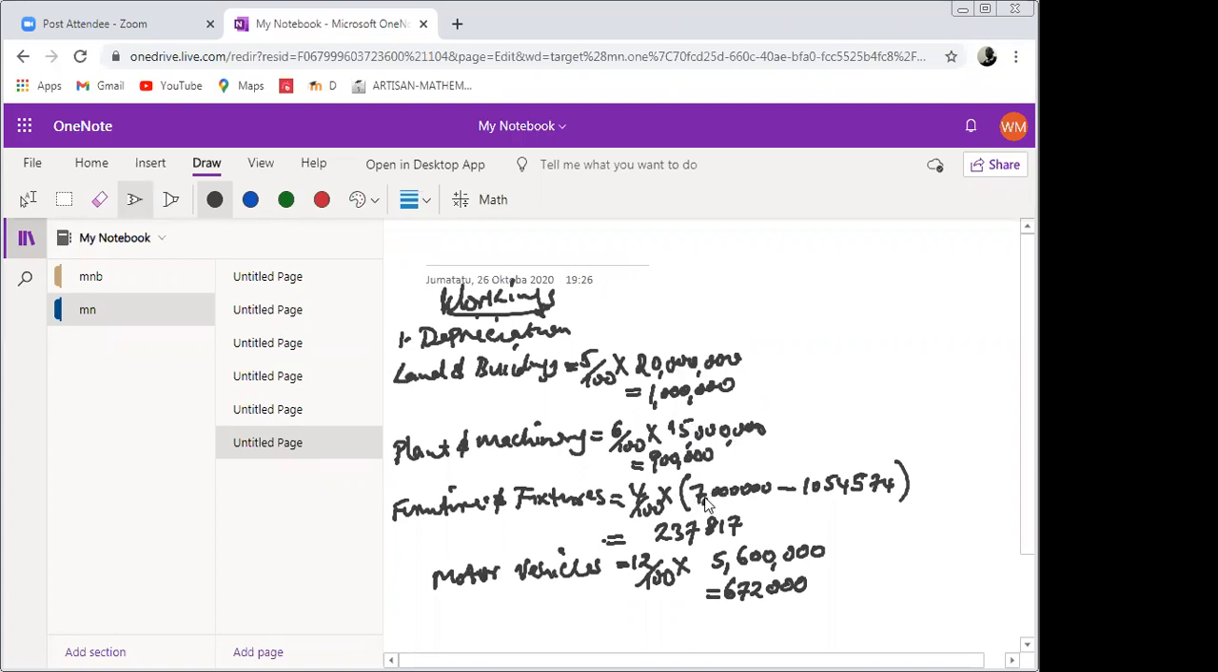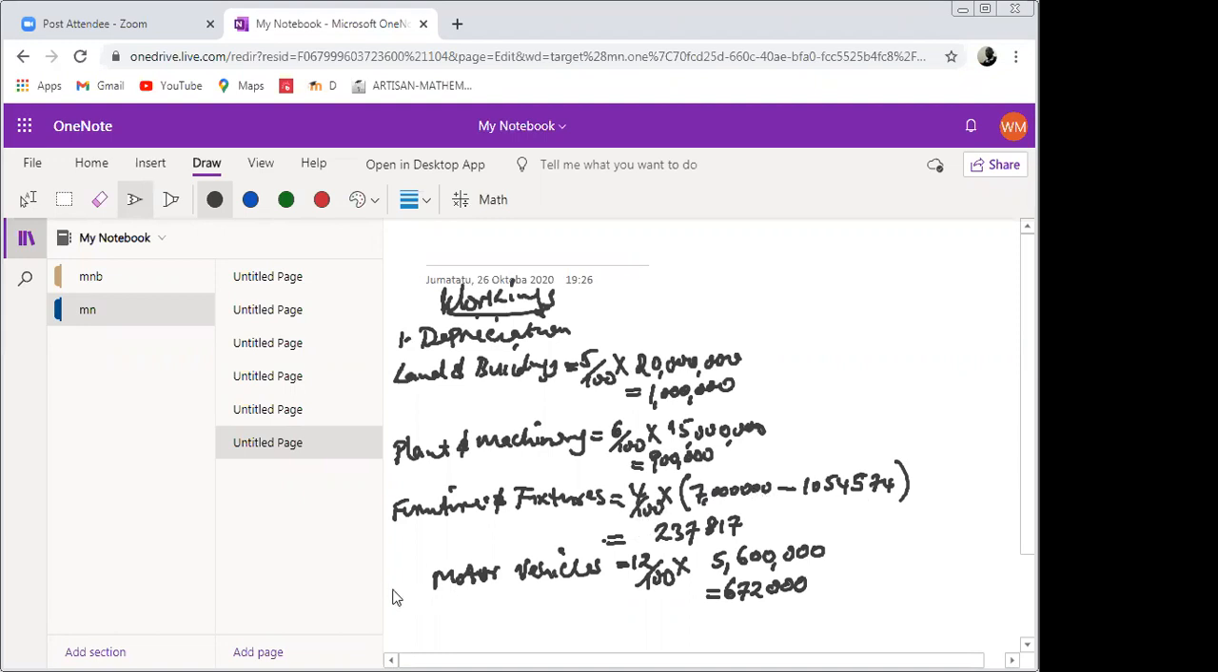If it is told on book value or using the reducing balance method, then they must give you the accumulated depreciation, which you must subtract from the cost, and then you multiply by the percentage. This one will be given to you. So you must first subtract before you multiply by the percentage.